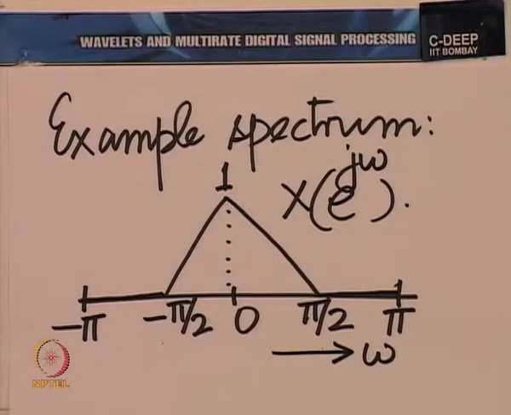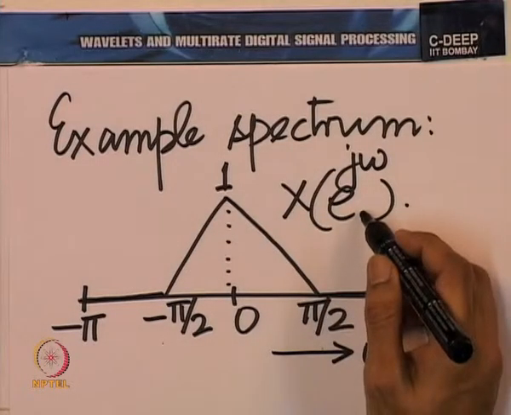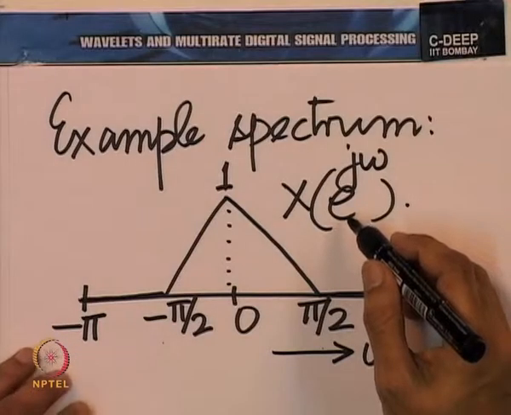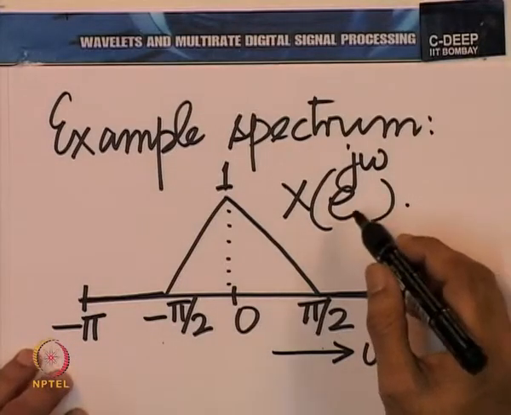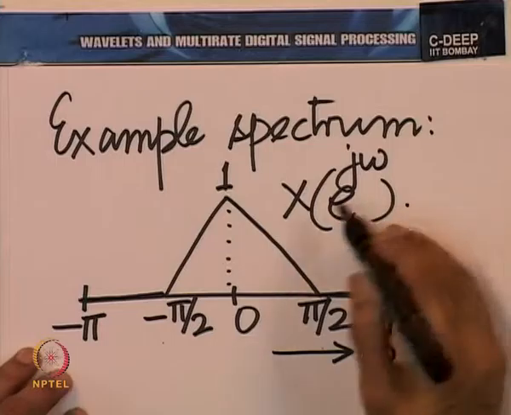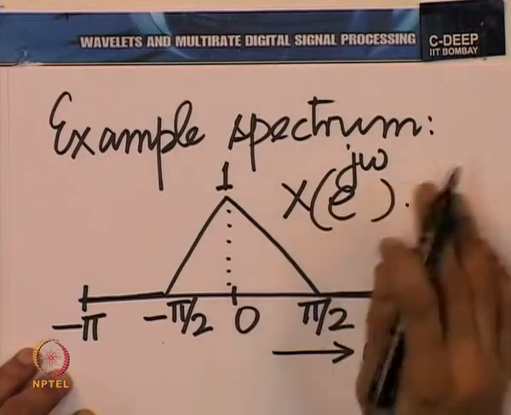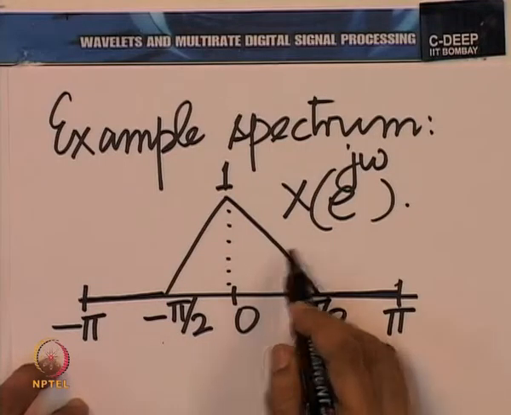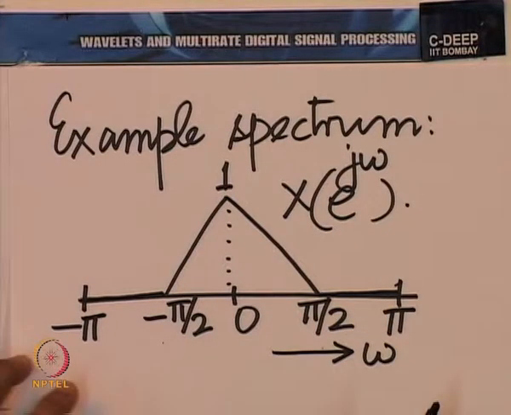But as you know, in discrete time processing, we sometimes abuse notation a little bit and we write just capital X of omega instead of capital X of e raised to the power j omega, which is more correct. But I must emphasize that, from the context, capital X of omega and capital X of e raised to the power j omega essentially mean the same thing. Now, with that remark, what happens when you shift by pi here?